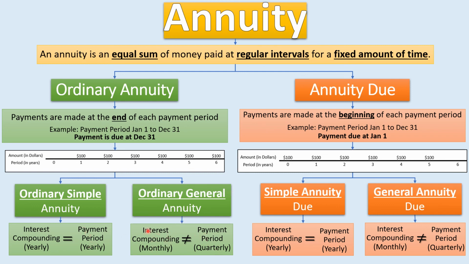But the thing these two have in common is that the payment is due at the end of the period. Same thing here, your interest compounding and your payment period for simple annuity due are the same. But in a general annuity due, they're different. And the thing that they have in common here is that the payment is made at the beginning of the period.